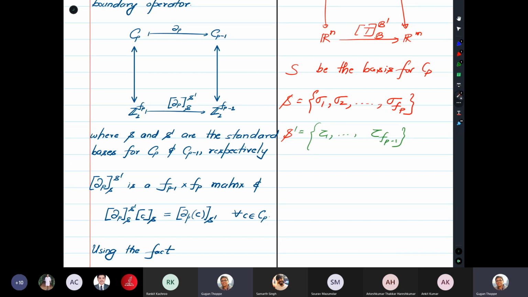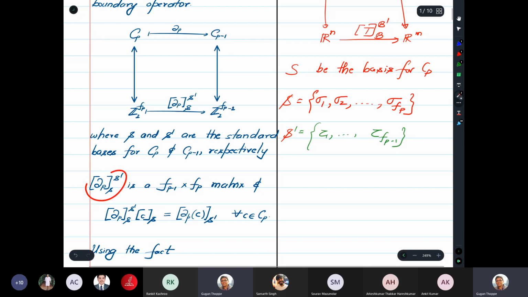And from this we can figure out what would be the dimension of this matrix, right? So this dimension comes from the number of elements in the basis that we have for the codomain space and the domain space. The number of elements in this basis is f_{p-1}, and the number of elements in this basis, the basis for the domain, is f_p, and accordingly one can see that you have f_p over here.